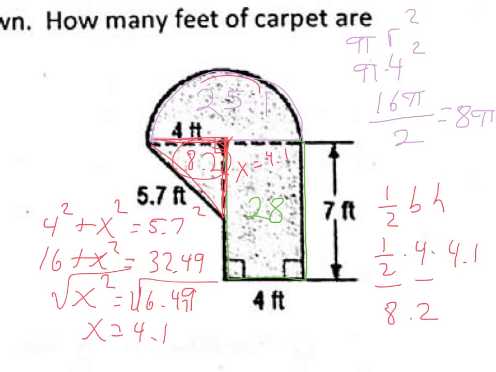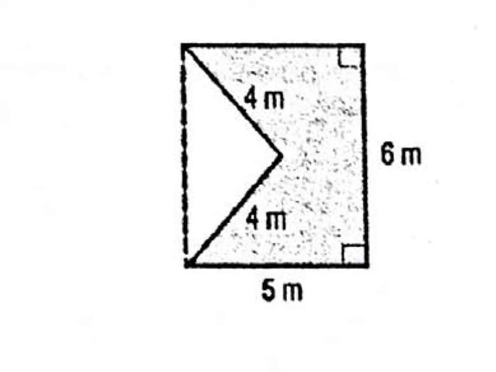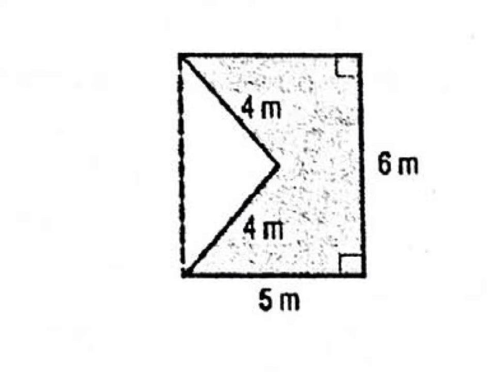Now we add up all three numbers circled, and you should get 61.2. And we're talking about square feet. Okay, so this irregular shape, we're able to find the area of it by using what we know about the area of figures.